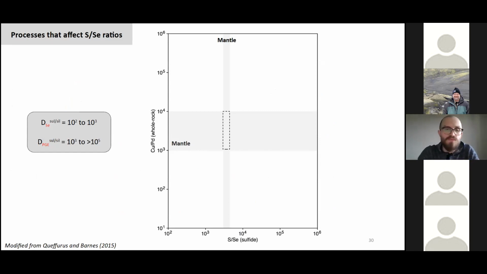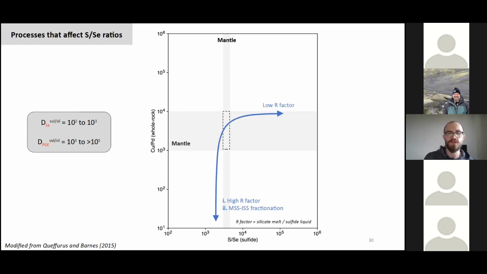Now, different processes will yield different trends on this diagram as a result of different sulfide liquid silicate melt partition coefficients between the included elements. So just to go over a few of these processes, if we have a high R factor, so if the sulfide liquid interacts with a large volume of silicate melt, this will generate lower than mantle copper palladium and sulfur selenium ratios, whereas lower R factors will generate mantle-like copper palladium and higher than mantle sulfur selenium ratios.